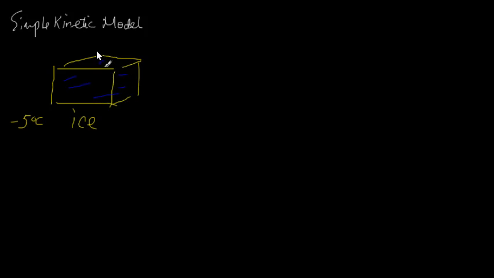Now I want to use a simple kinetic model to explain the melting and the boiling of this ice and then water. What a simple kinetic model means is just to explain it in terms of the movements of the molecules. So that's what this means: in terms of movements of molecules or the atoms.